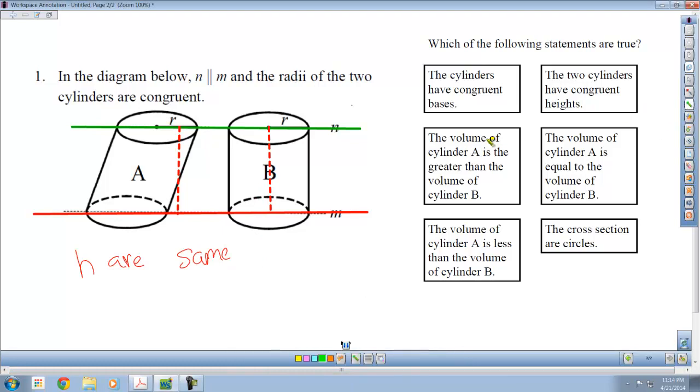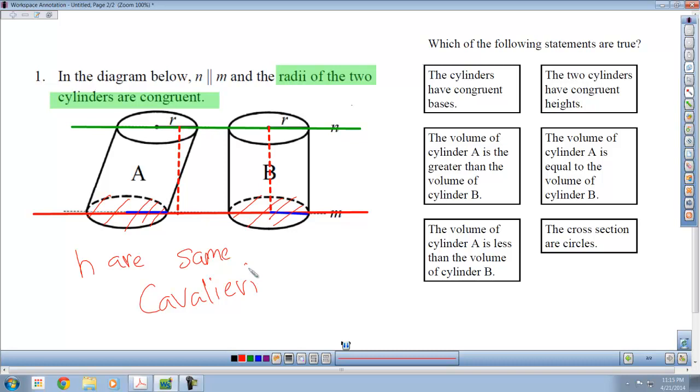They also tell us that the radii of the two cylinders are congruent. Okay, so if we are talking about this distance, it's the same as this distance. So if the radii are the same, what about the area of these two circles? Well, if the radii are the same, wouldn't we get the same amount of area? And definitely you can see that this problem has to do with Cavalieri's principle.